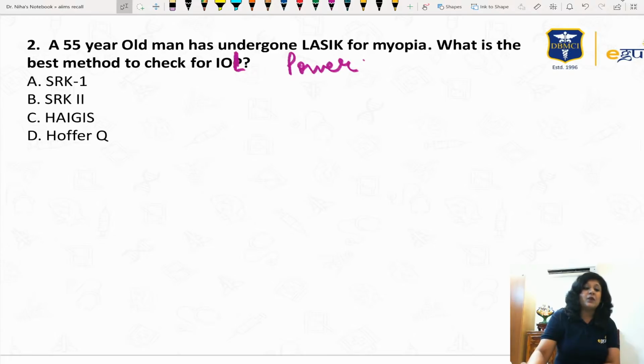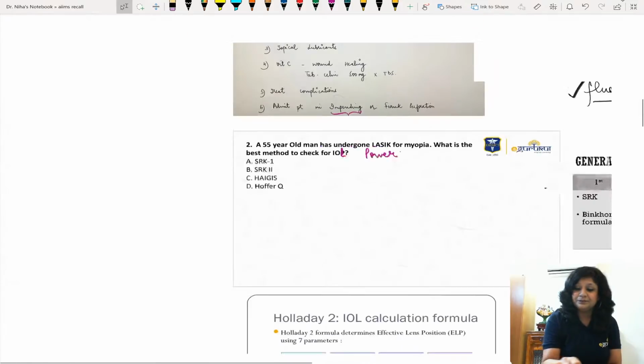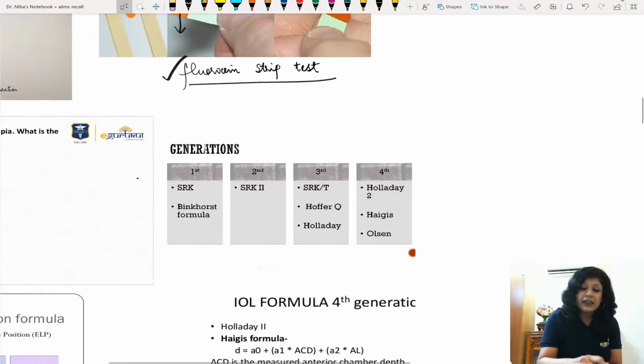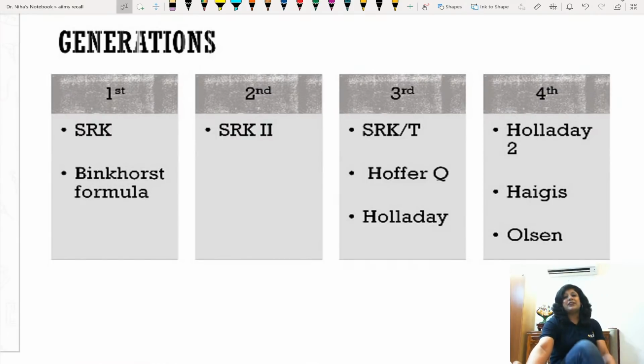Now they are asking what is the best method to check the IOL power. I am happy that after quite a long time they have asked something related to the power and the cataracts, otherwise they were mainly focusing on other things. So I want to show you something here. First of all, if you see, we have got different generations for the calculation of power of IOLs.